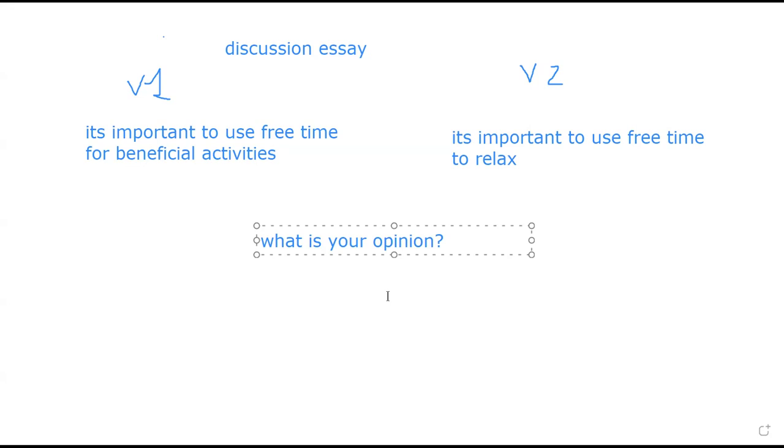Okay, great. Yeah, that's very nice. As your opinion, you can state that everyone has their own form of relaxing. For some, it's dancing. For others, it's maybe sleeping. So yeah, you can say, in my opinion, I think I agree with the second statement, for example.